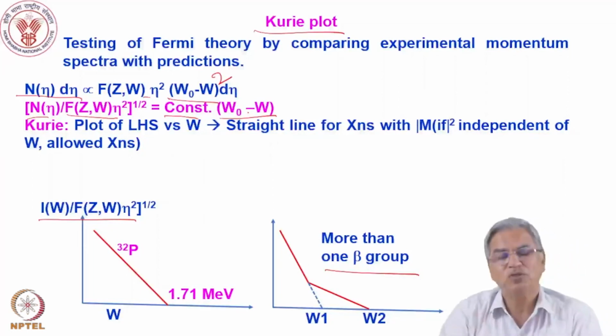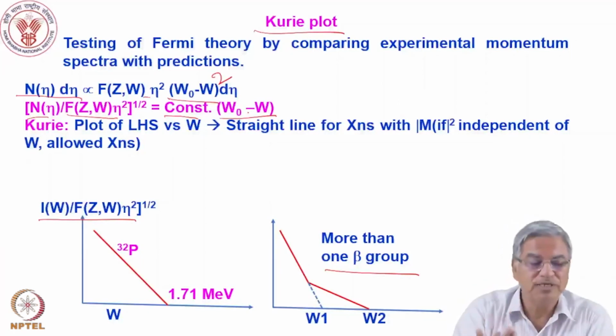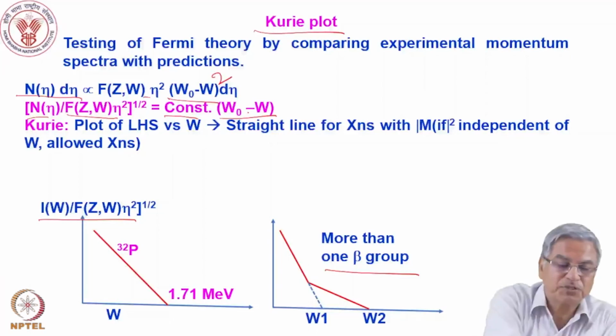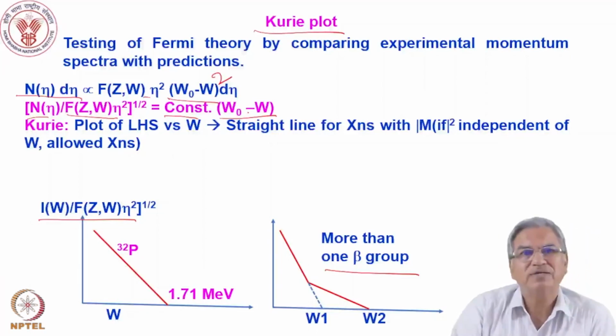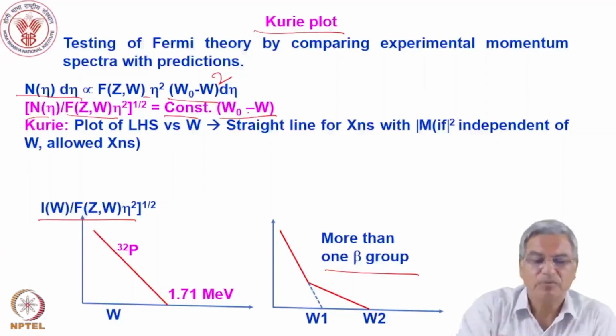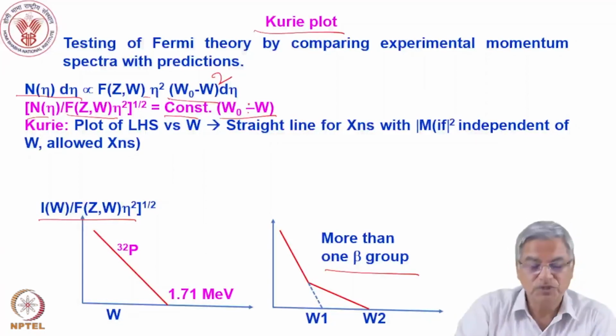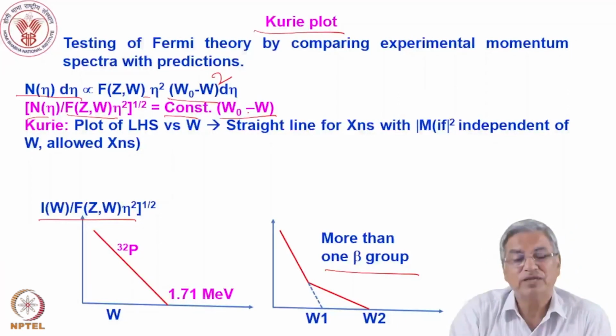The Curie plot was very handy when the mass spectrometers were utilized to determine the electron spectrum in momentum space. Mass spectra will resolve them as per their momentum. When you plot the data, this particular expression I(W) upon F(Z,W), you find that each beta group followed a straight line with the slope that you can find from this equation. So this was the success of the Curie plot that validated the Fermi theory of beta decay.